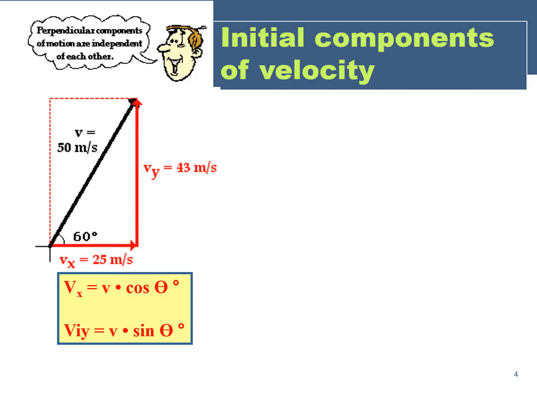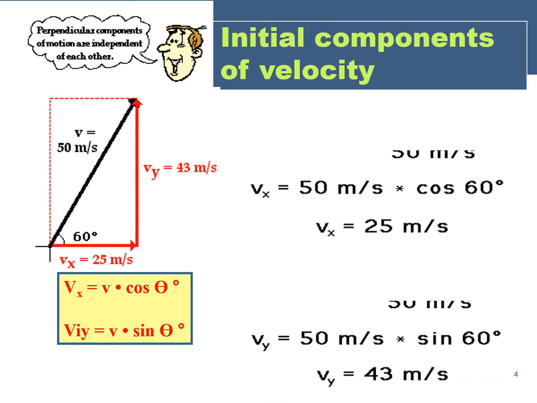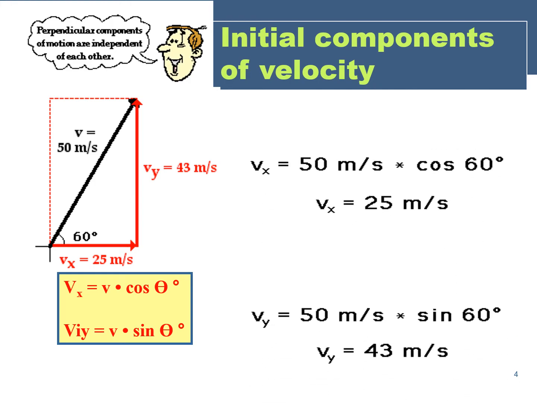this particular problem. In solution, we can say that Vx is equivalent to 50 meters per second times cosine 60, which is 25 meters per second, while Vy, or initial velocity along y, is 50 meters per second times sine 60, which is 43 meters per second. That is how we solve for the initial vertical and horizontal velocities of an object projected at an angle.